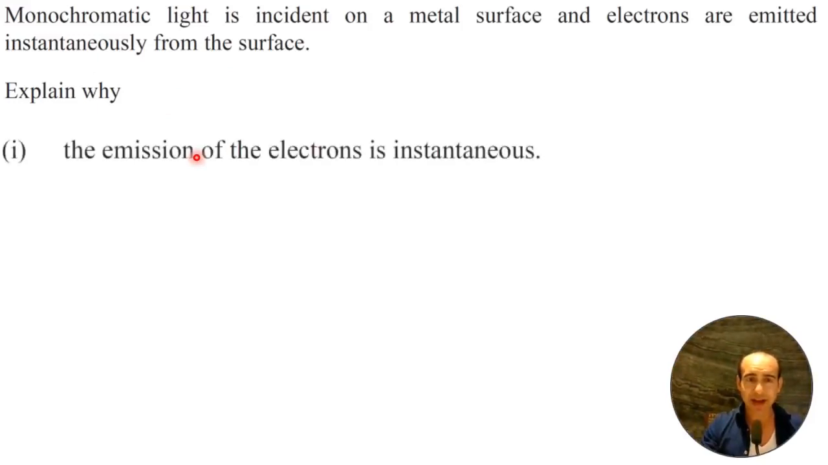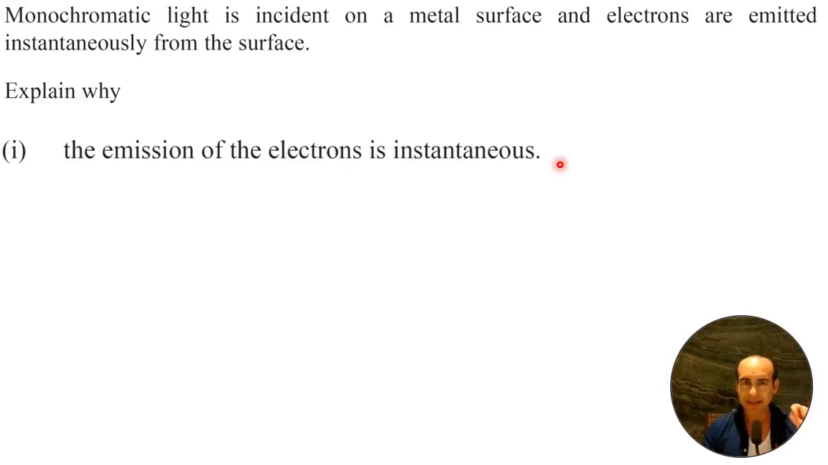So this question is asking us a couple conceptual questions, okay? We want to know, why is the emission of the electrons instantaneous? Now you might be thinking, how could it be any other way? Well, this question is really asking us about the difference between the wave-like nature of light and the discrete packet nature of light. So most people back in the day thought that light was a wave, right?